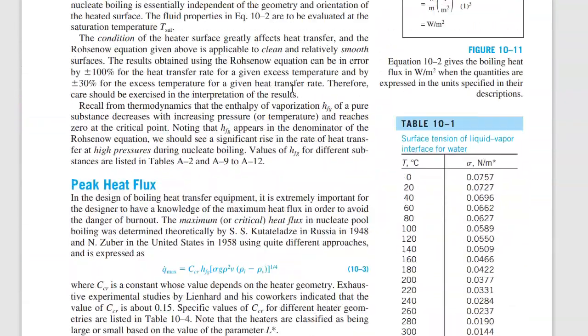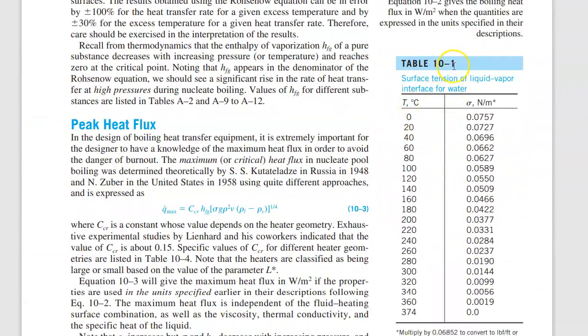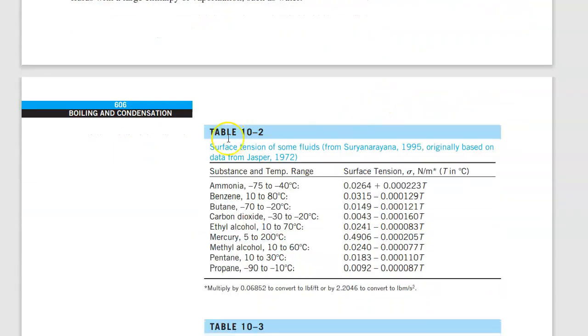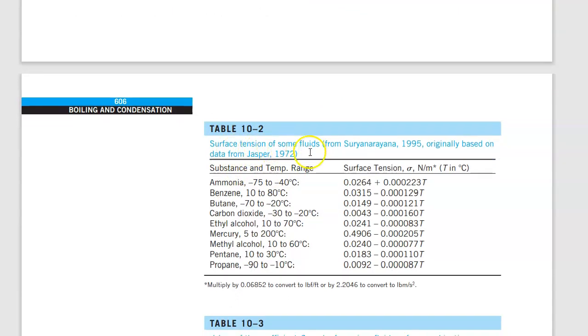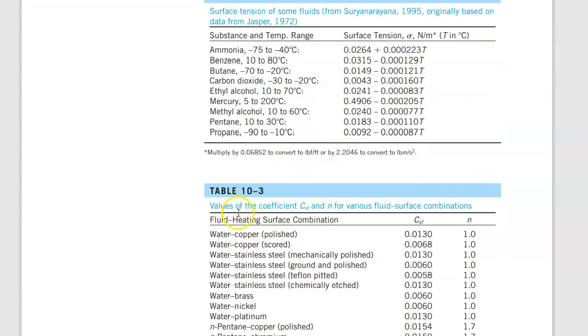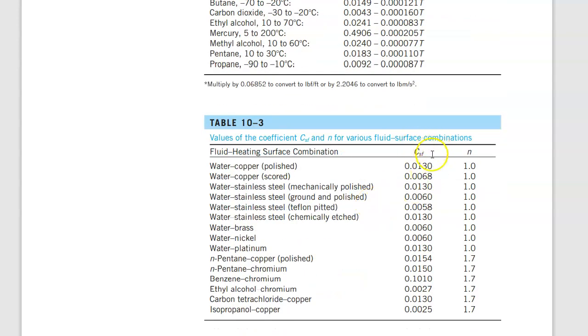They have some tables here. You have Table 10.1, surface tension of the liquid-vapor interface of water, Table 10.2, surface tension for some liquids, and Table 10.3, the coefficient Csf and n for various fluid-liquid combinations. So this is Csf and n.